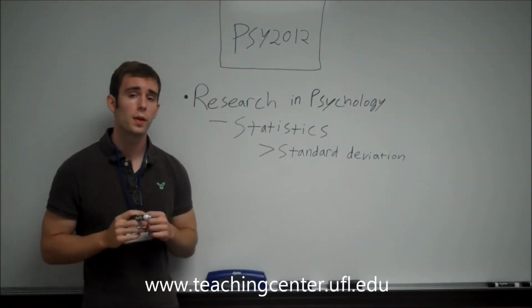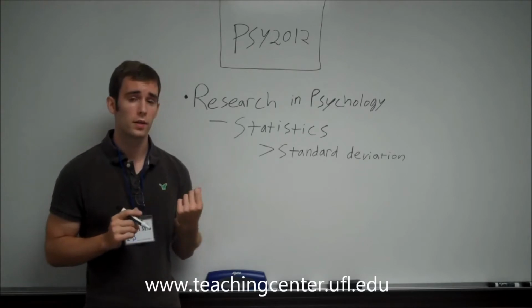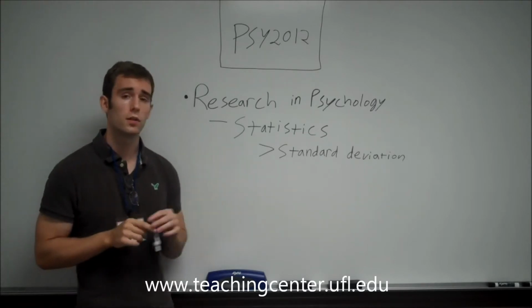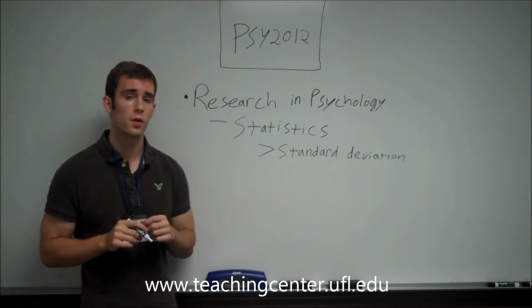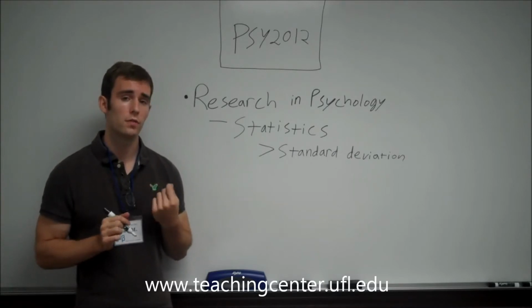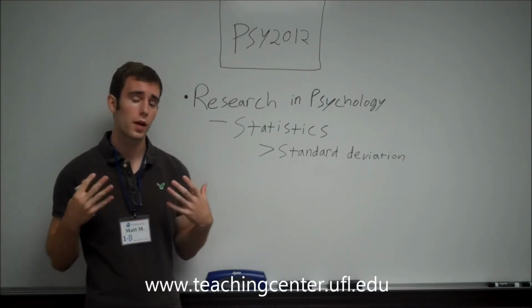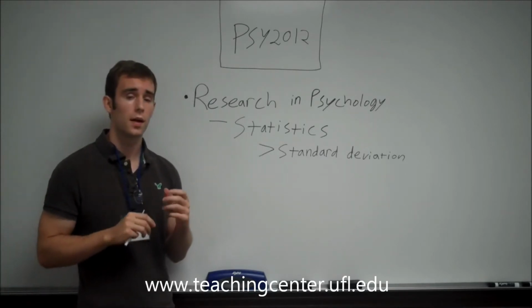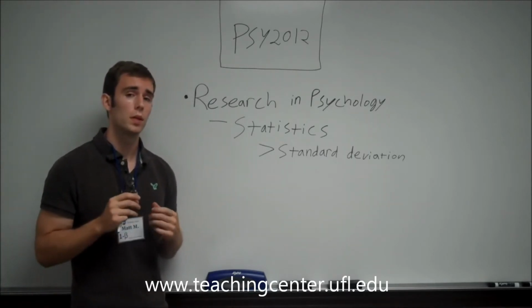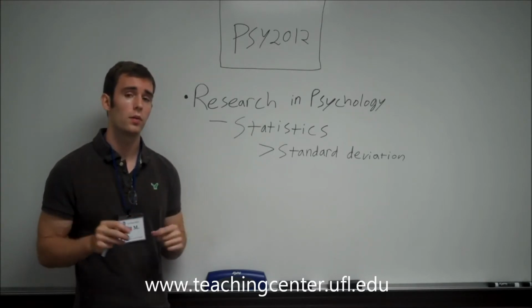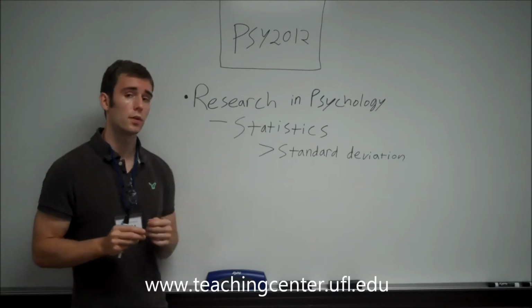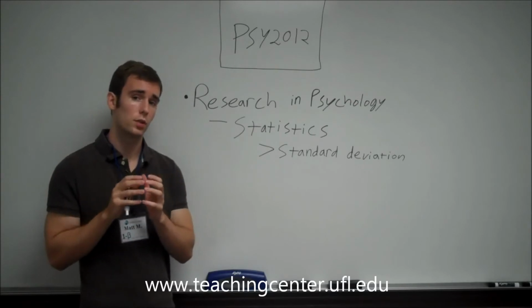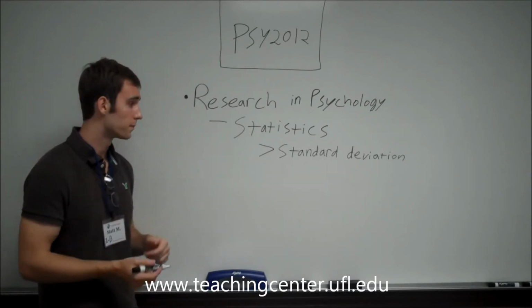For this course, you won't be expected to know how to calculate a standard deviation. However, you will be expected to know that standard deviation is a measure of spread. So, how spread out are our data? The important thing to know is that a higher standard deviation means that our data are more spread apart, whereas a lower standard deviation means that our data are closer together, lower spread.